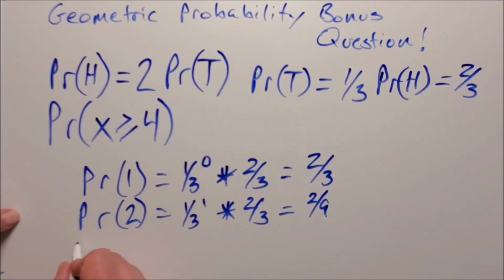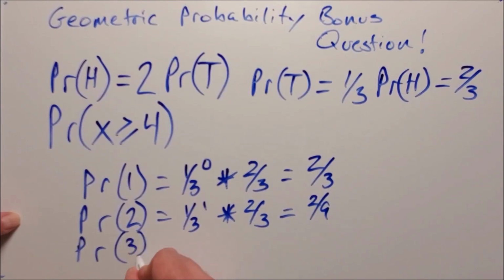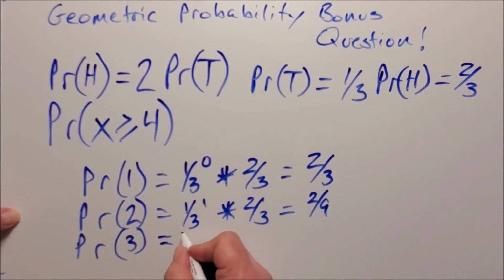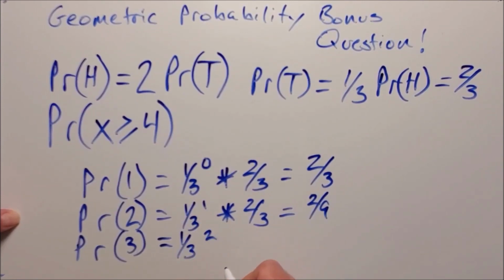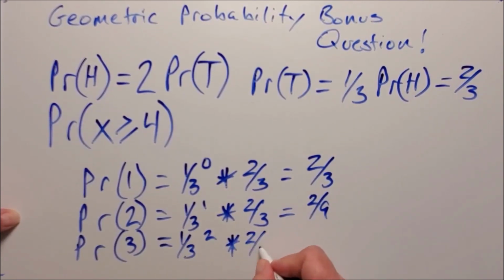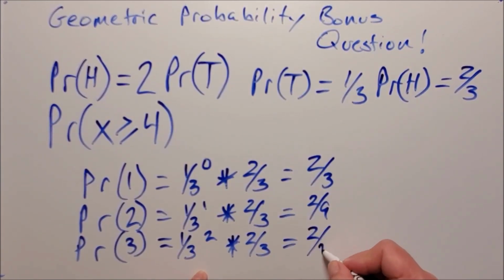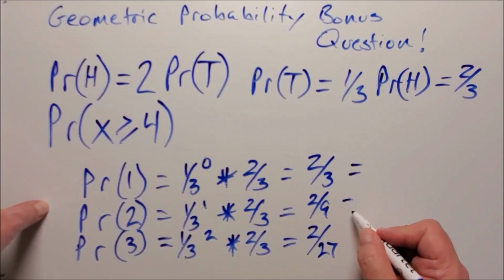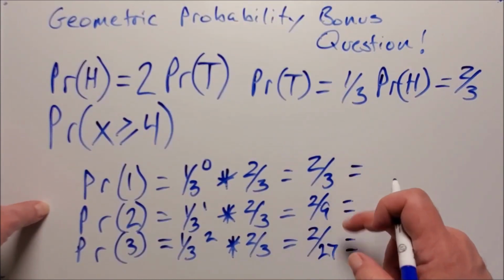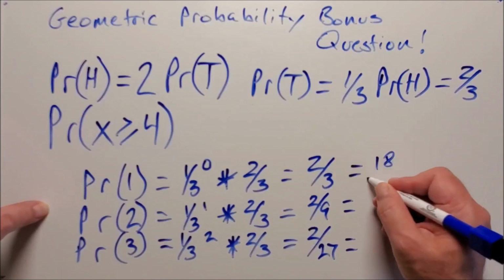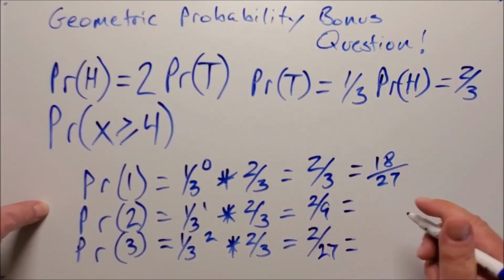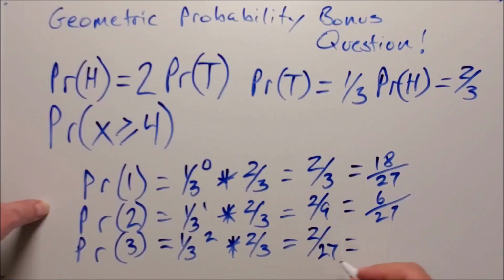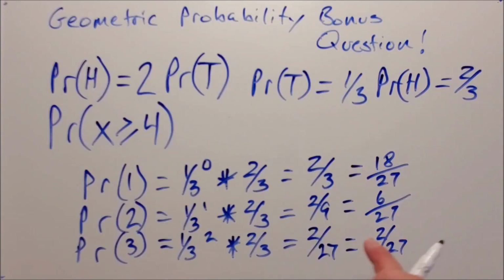And then finally, right down here at the bottom, the probability that it would occur on the third trial would be 1/3 to the 3 minus 1 times 2/3. And that's going to be equal to 2/27. Good. Now let me just convert all of these fractions to 27ths. We're going to have 18 27ths, 6 27ths, and then 2 27ths. So I've got to add those all together and subtract from 1.